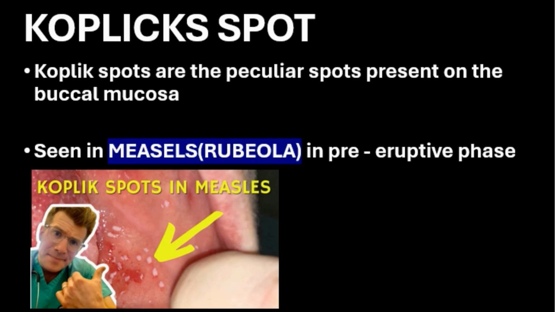Koplik spots are the peculiar spots present on the buccal mucosa. It is seen in measles or rubeola. The other name of measles is rubeola. Koplik spots are seen in the pre-eruptive phase. You can see the diagram here, the spots in the buccal mucosa, which are Koplik spots. This is one of the important and repeatedly asked questions, so please pay attention for your exams.